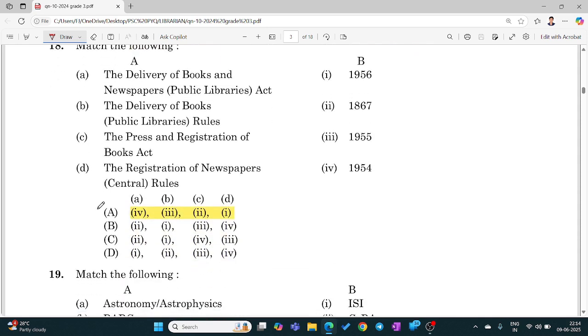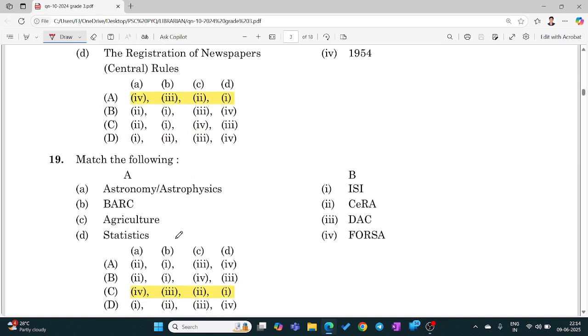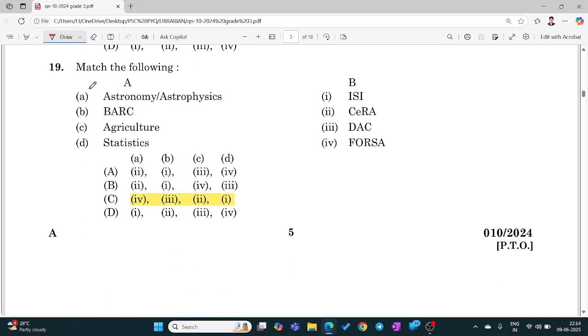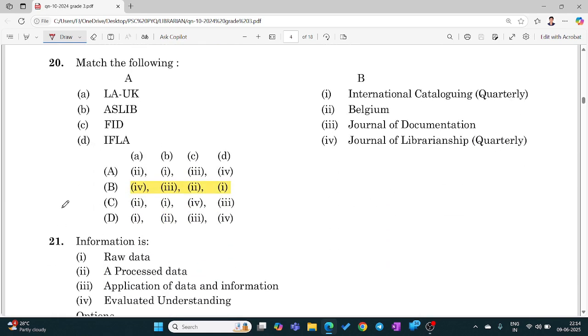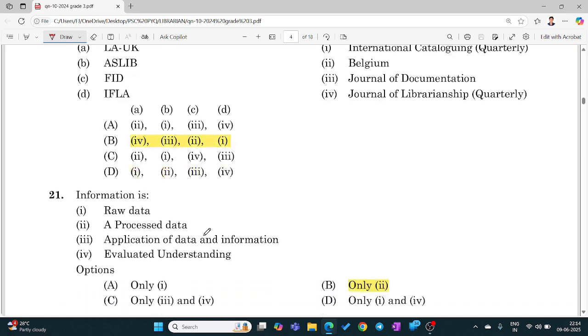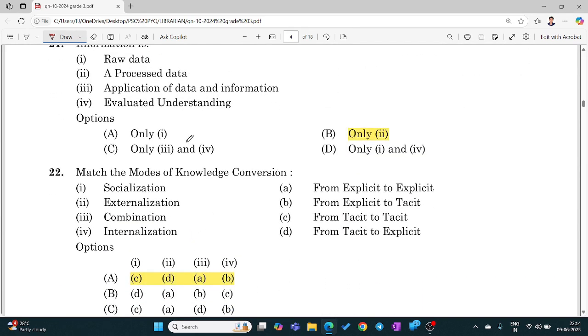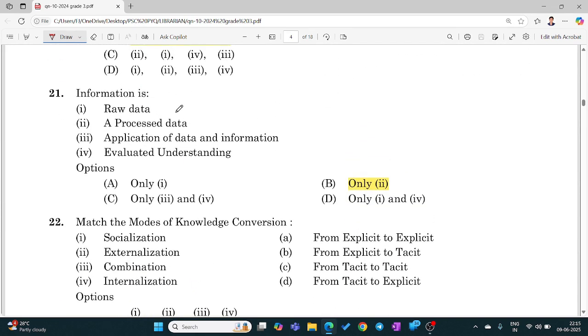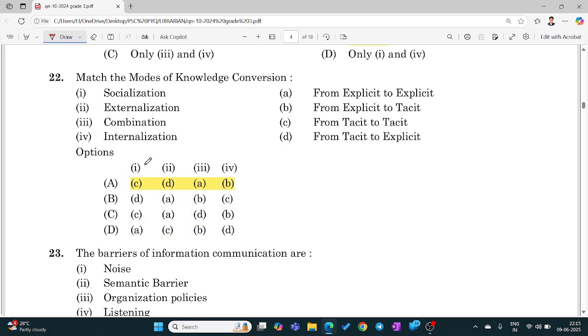In this match the following, option A is the correct answer. And in the 19th question, option C is the correct answer. Here, option B is the correct answer. So, information is processed data. So, the answer is option B. In this match the following, option A is the correct answer.